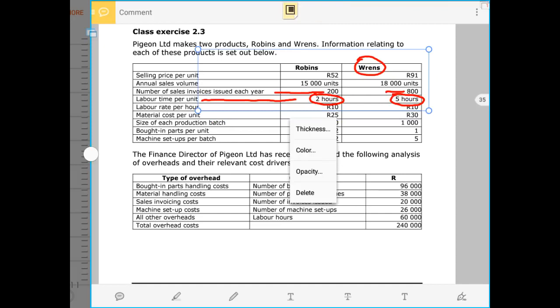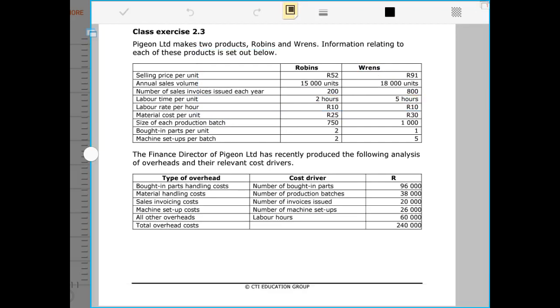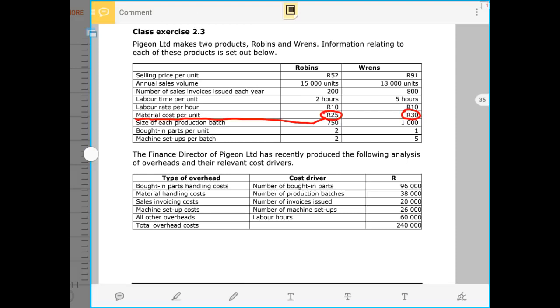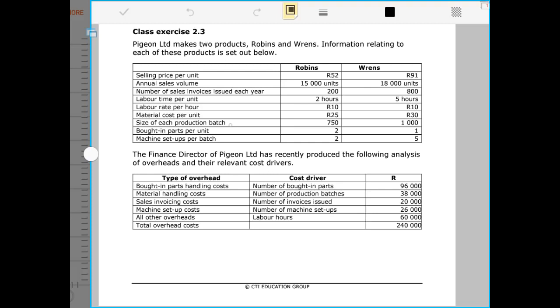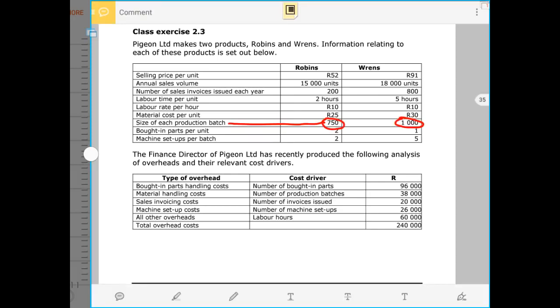Then we are given the material cost per unit, which is the direct material cost per unit already calculated for us: 25 Rand and 30 Rand. And we are given the size of each production batch. That means units here are produced in batches, in a group or pack of 750 units and 1,000 units per batch.